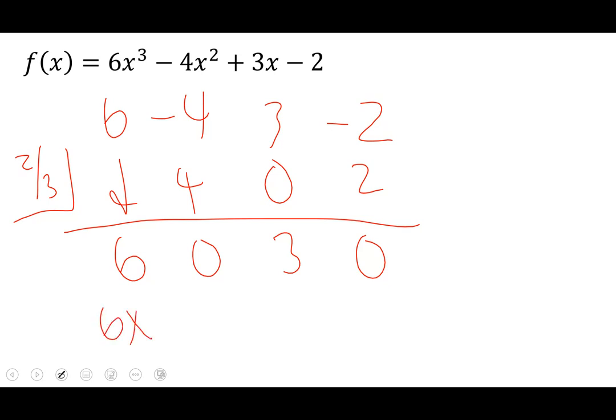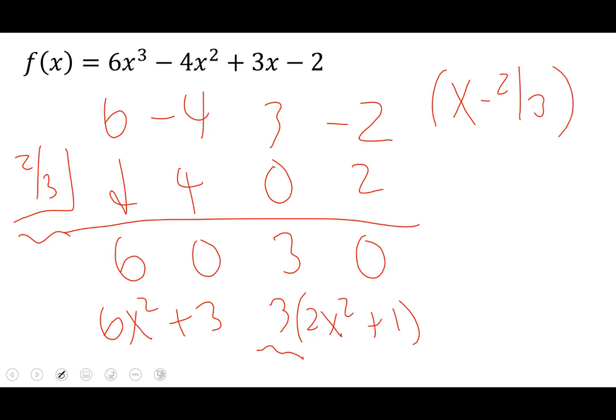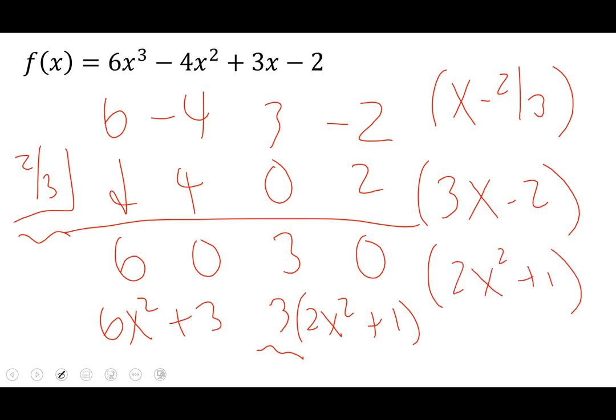Because I found an answer, that would be 6x squared plus 3. I could then factor out a 3, which would give me 2x squared plus 1. Remember that having that extra 3, that's because I would technically write that 2/3 as x minus 2/3, but because of that extra 3, I could multiply each of them by 3, which is how I would get 3x minus 2. So 3x minus 2 times 2x squared plus 1, that would be my factorization.